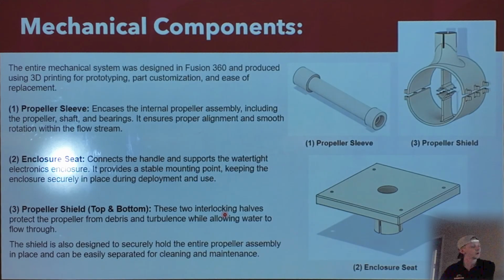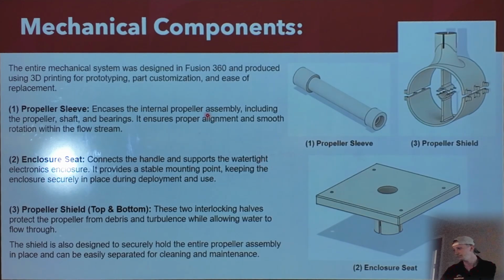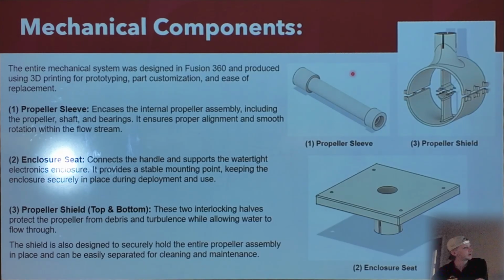Now, my design can be broken up into 2 main components, mechanical and electrical. So we're going to start with the mechanical design. All of these components were designed in Fusion 360 and 3D printed using an F1 carbon printer. And so here are the overall three things that I designed and printed.